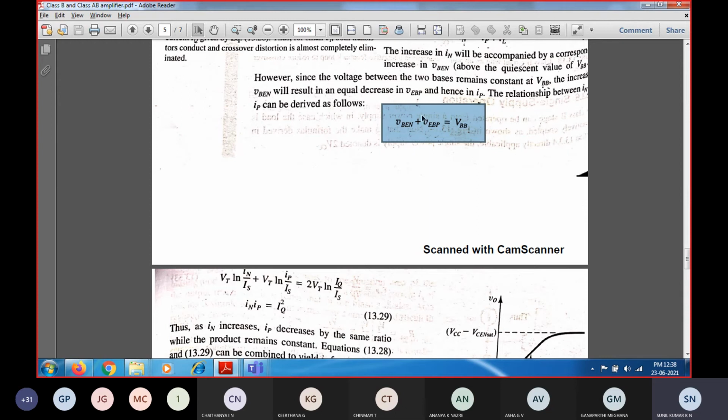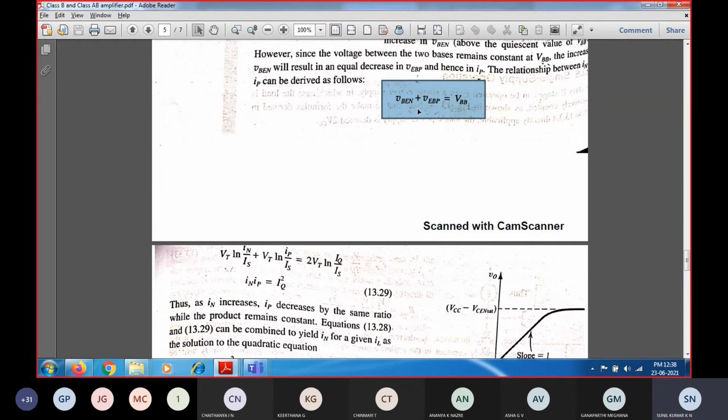If we look at this expression, what is the base to emitter voltage? VBEN is the base to emitter voltage of the N transistor, and the base to emitter voltage of the P transistor will be made equal to VBB. We need to find this value. The voltage across here will be equal to Vt into ln of In by Is, where In is the current flowing and Is is the saturation current. In the same way, the PMOS transistor will be given by Vt into ln of Ip divided by Is.